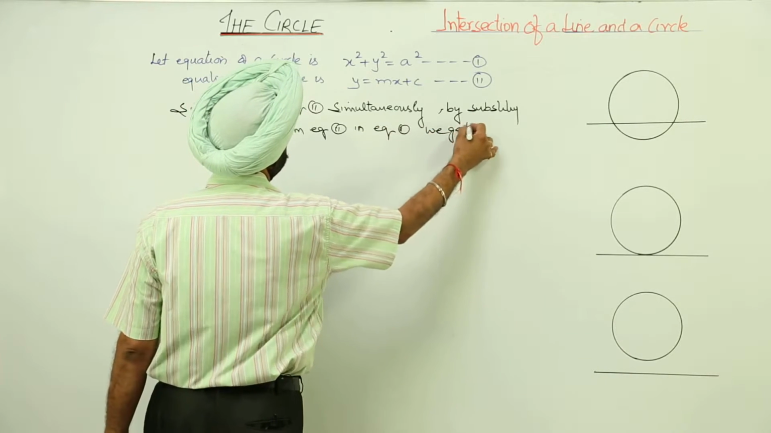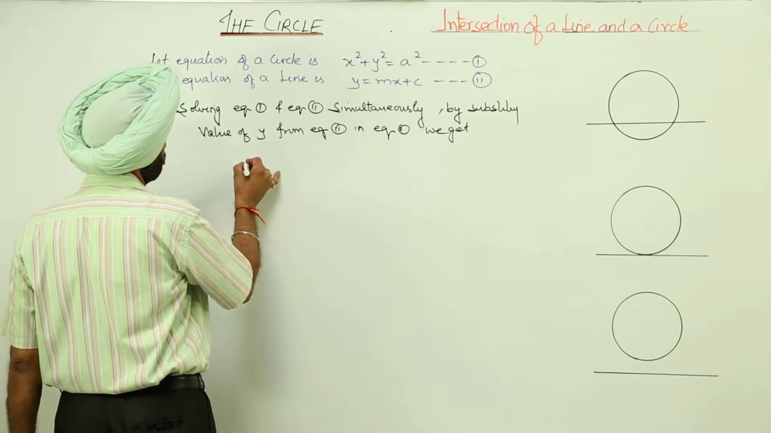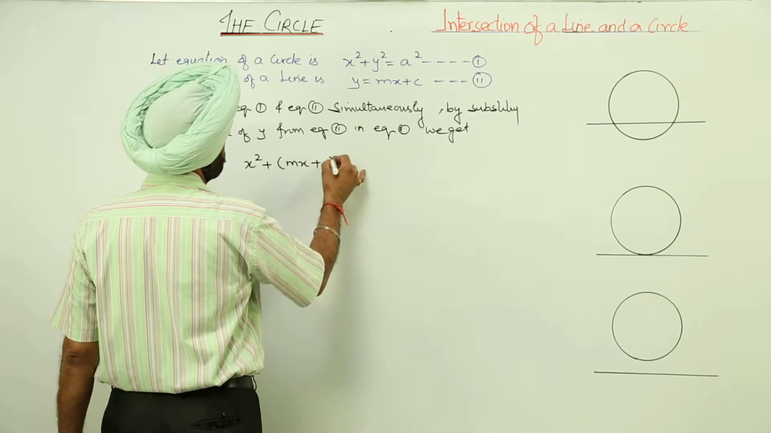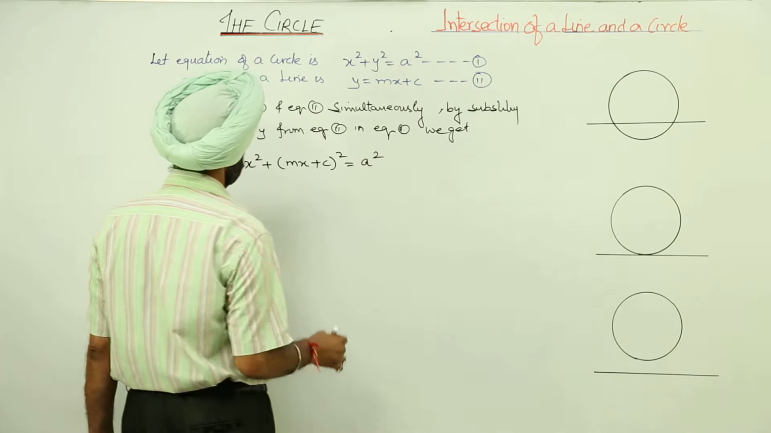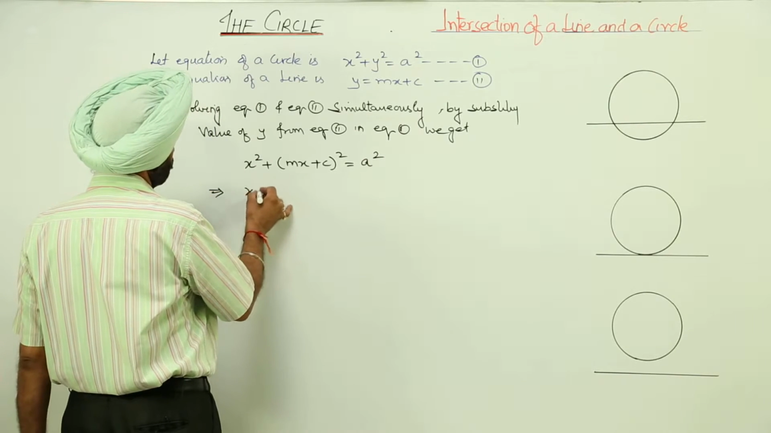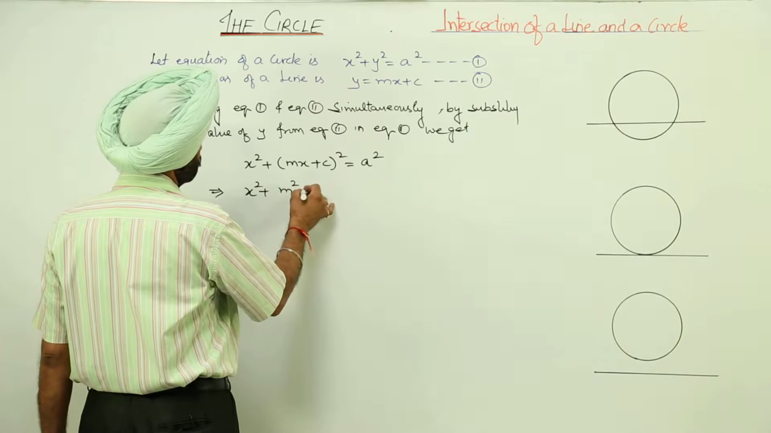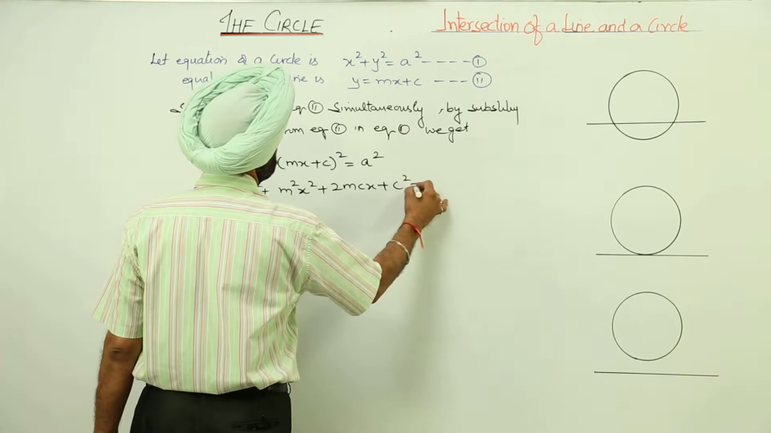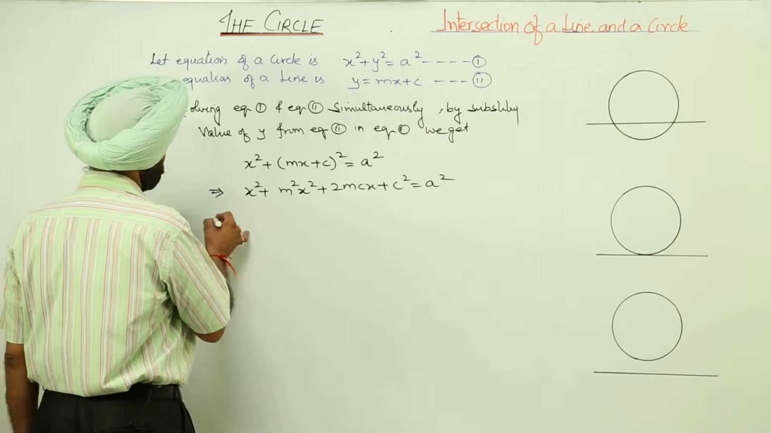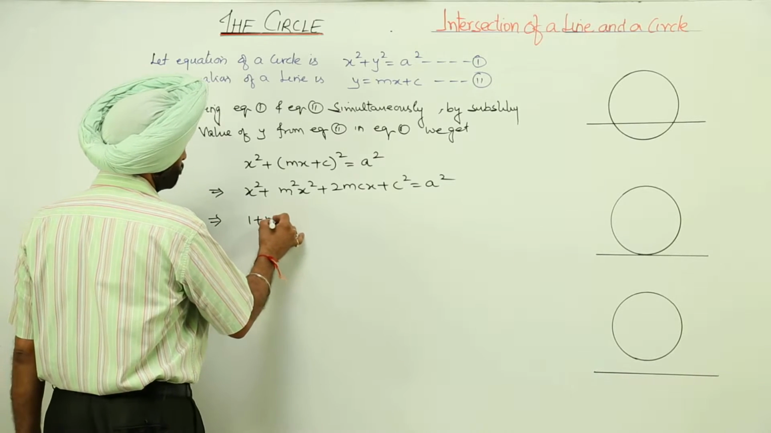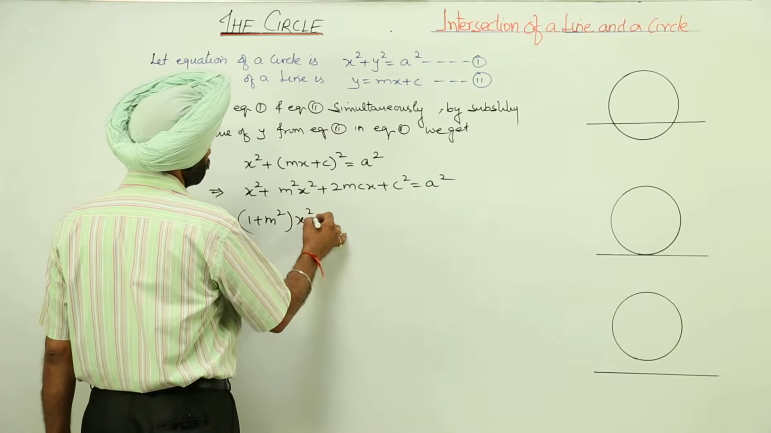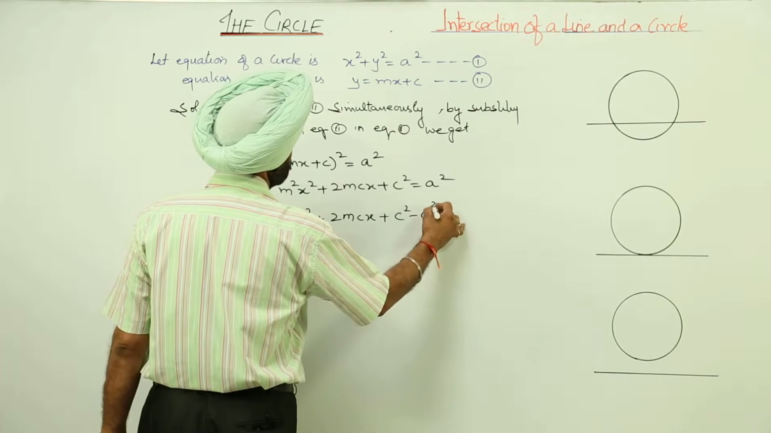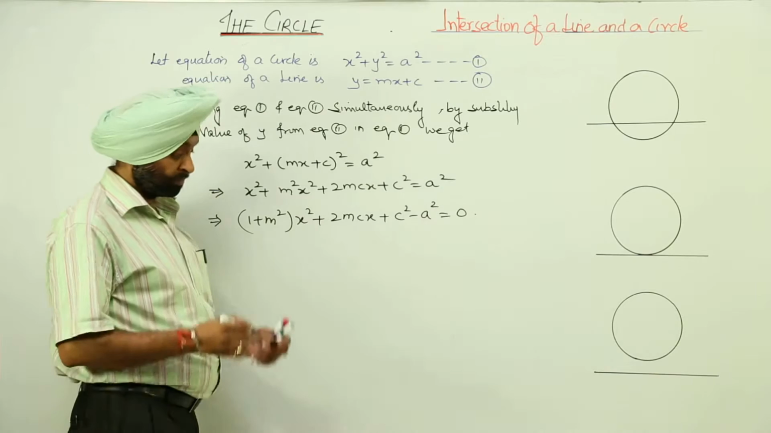Now, what we get? We are getting x square plus (mx plus c) whole square is equal to a square. x square plus m square x square plus 2mcx plus c square is equal to a square, and this becomes (1 plus m square) x square plus 2mcx plus c square minus a square is equal to 0.